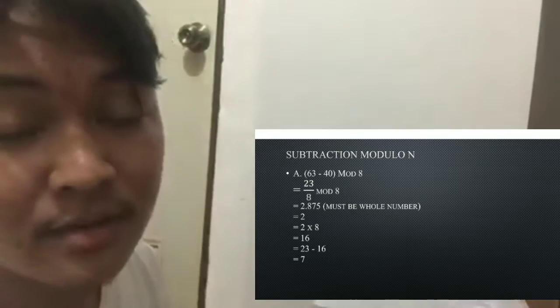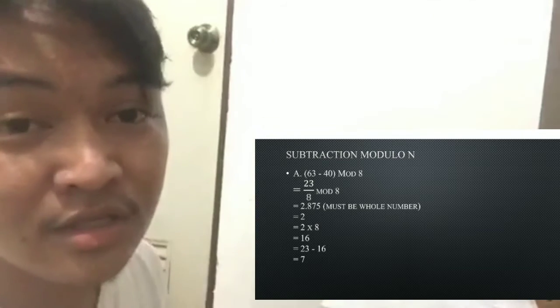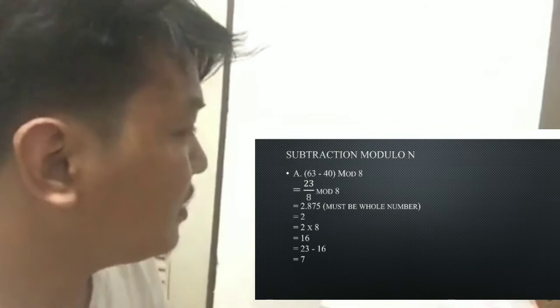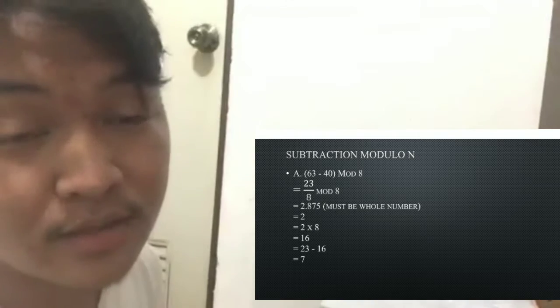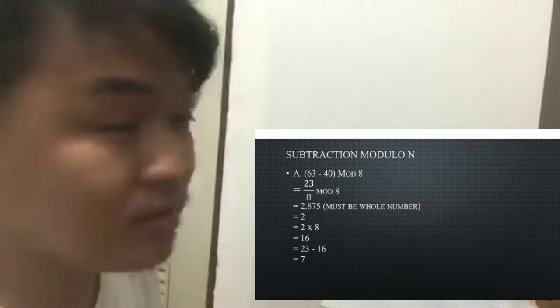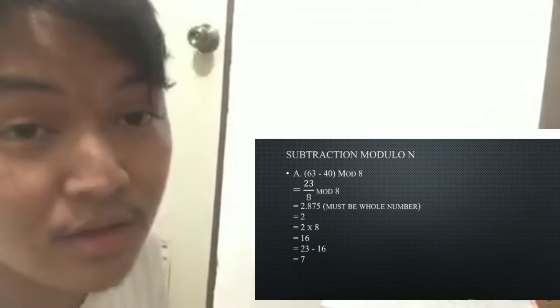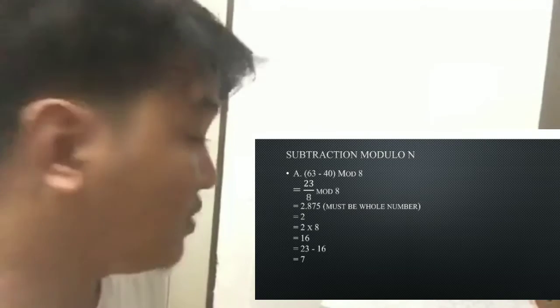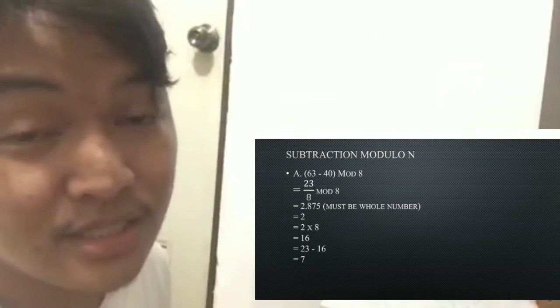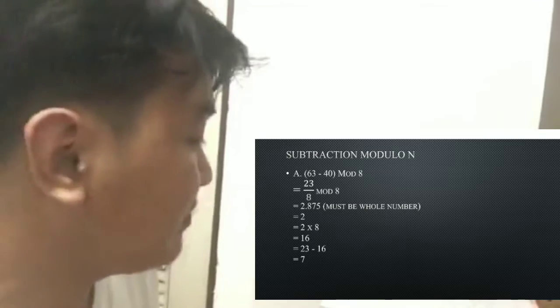And again, same here, we will only use the integer or the whole number. So you will get the answer 2. Then 2 multiplied by the mode, so 2 times 8 is equal to 16. Then 23 minus 16 is equal to 7.